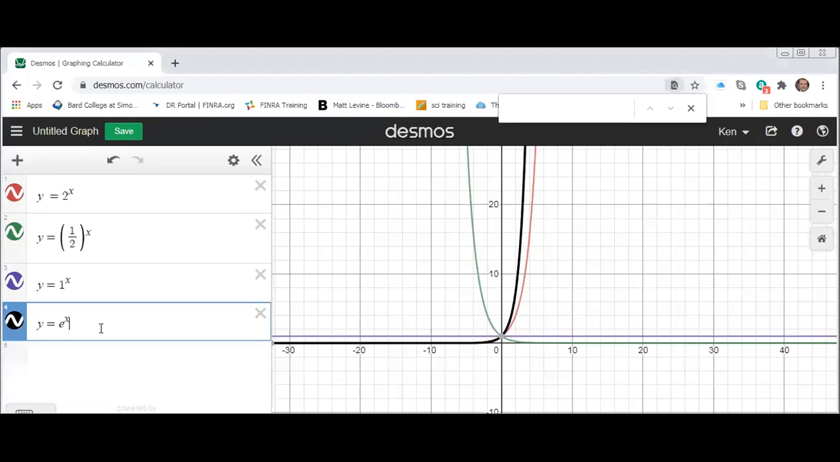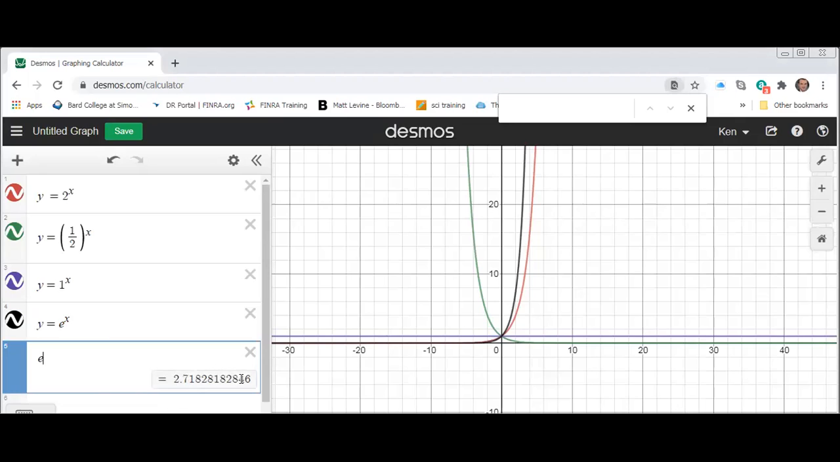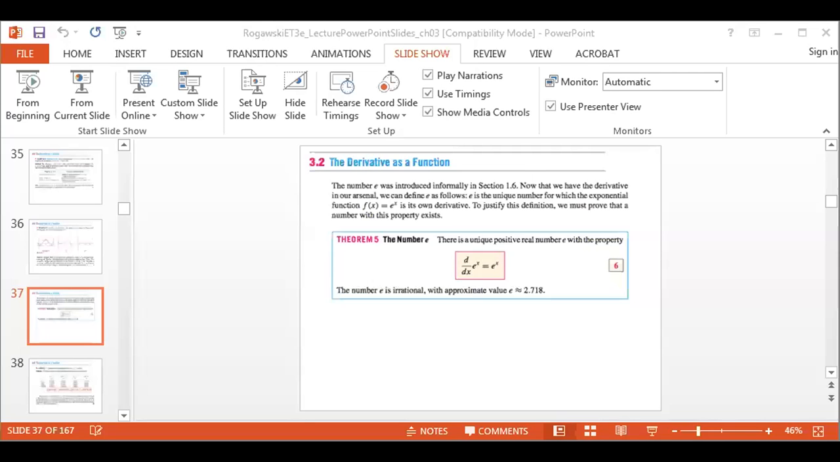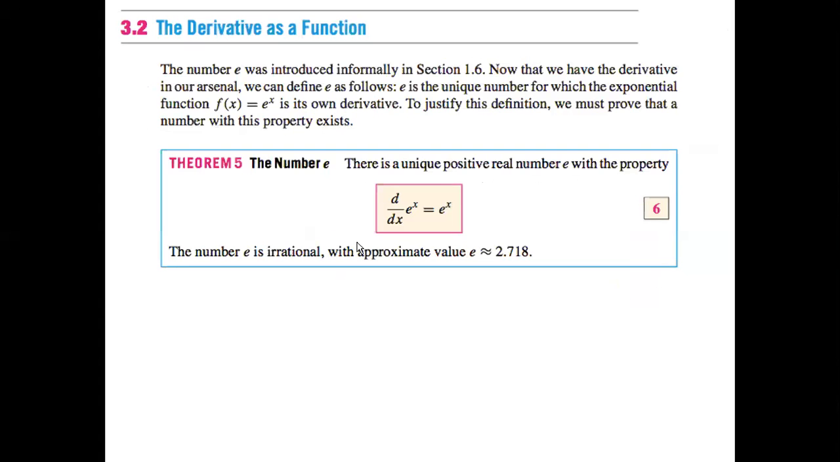I'll share the Desmos again. E is an irrational number that out to so many decimal places, there it is, roughly 2.718. And I'll give you a full formal description of what e is later on in the course when we're better equipped to do it. It came from the 1700s from people looking at compound interest formulas. So that's where that comes from.